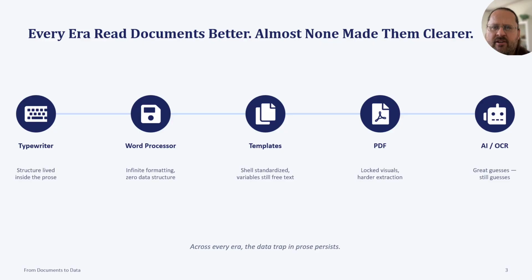And every guess carries an error rate. At scale, thousands of documents a month, that error rate becomes disputes, becomes compliance failures, becomes rework. The fix isn't a smarter reader. The fix is a clearer source document in the first place.